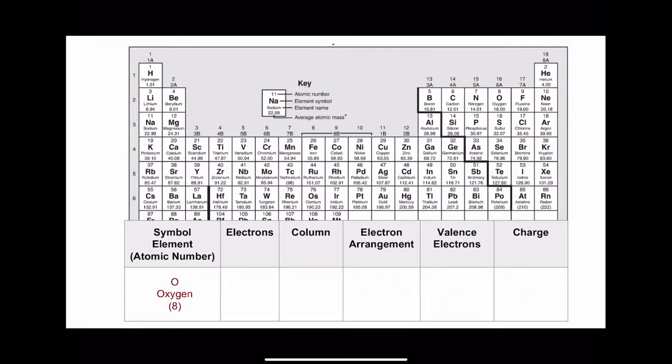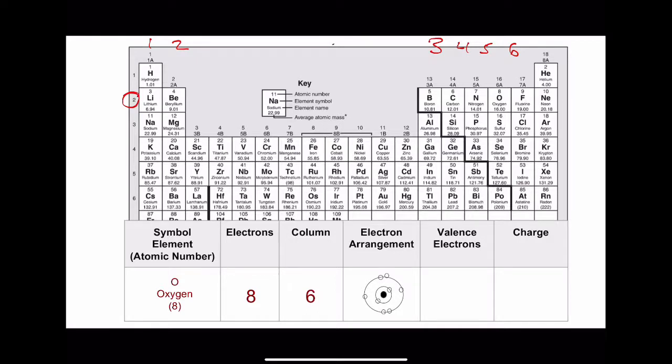Our next element is oxygen, element symbol O, 8 for the atomic number, which means 8 protons, which also means 8 electrons. So for column number, just reviewing again, 1, 2, 3, 4, 5, we're in column 6. Column 6, for electron arrangement, we've got our nucleus, we've got our inner shell. We are still on shell number 2. So we have the 2 electrons from the inner shell. And on the outer shell, we have the first one, which represented lithium, beryllium, boron, carbon, and now we add one for nitrogen and oxygen.